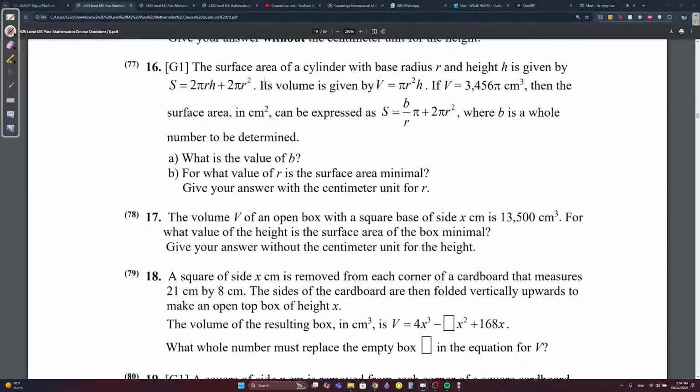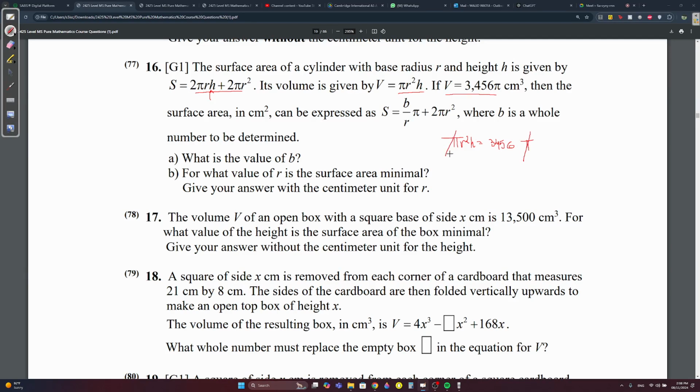The surface area of a cylinder with base R and height h is this, its volume is this, and they told us that the volume is equal to this. Then the surface area can be expressed as S equals. Guys, you all know how we solve this question. They substituted h in the surface area with something in terms of R. How do you do that? Whenever you want to substitute something in terms of something, you look at your given. We have given the volume, and the volume is pi r squared h. So pi r squared h is equal to 3456 pi.